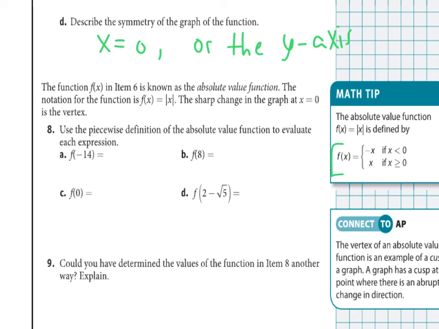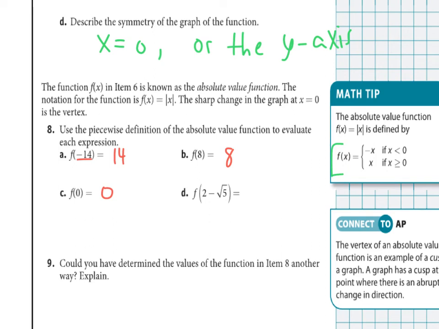So what would f of negative 14 be, right? So since the x value is negative, the absolute value says take the opposite. So f of negative 14, okay, or the absolute value of negative 14 is 14. Part B, the absolute value of 8 is 8. Absolute value of 0 is 0. All right, now what in the heck's going on in part D?